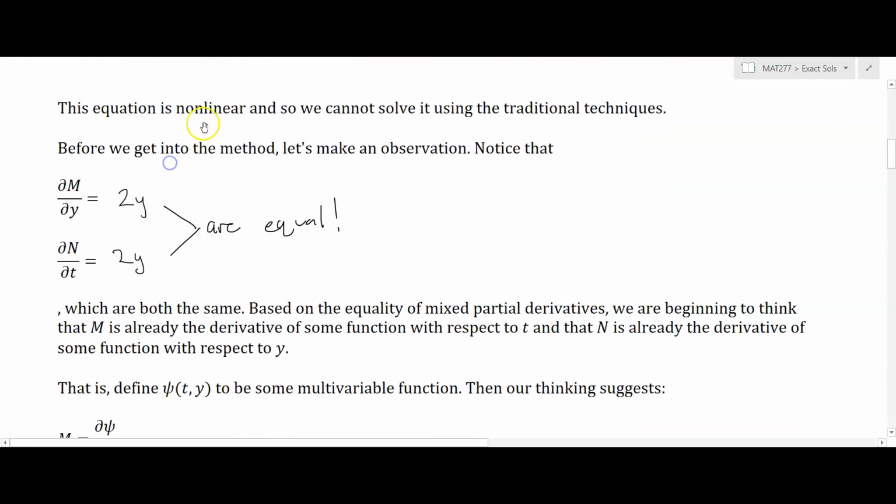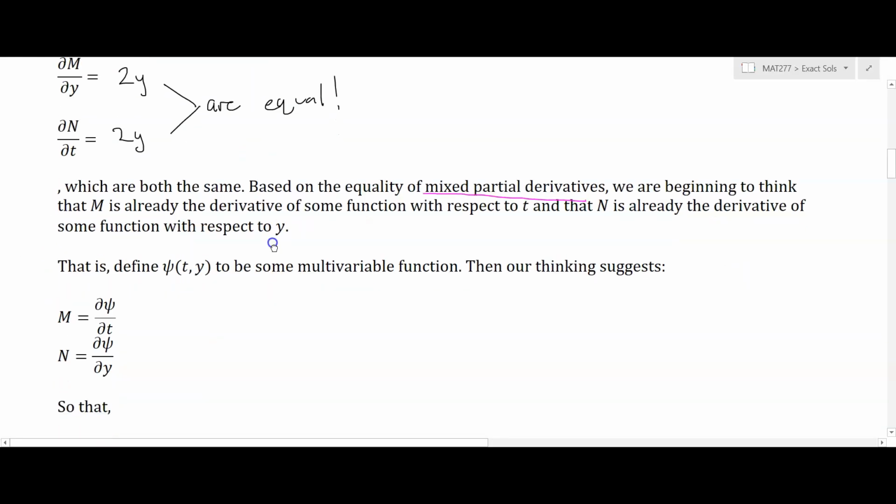When are partial derivatives equal? Well, based on the equality of mixed partial derivatives, we are beginning to think that m itself is already the derivative of some function with respect to t, and that n is already the derivative of some function with respect to y. Why am I saying that? Well, if m itself is the derivative of some function with respect to t, and you take the derivative of that with respect to y, you get the mixed partial derivative of that original function. If n is already the derivative of that same function, but with respect to y, and now we're taking the derivative with respect to t, we're getting another mixed partial derivative.